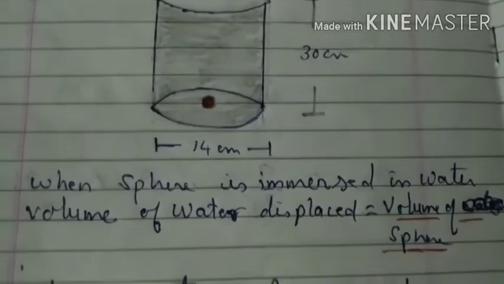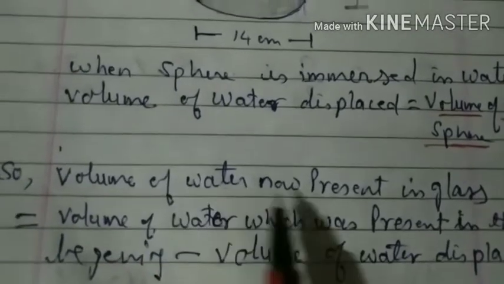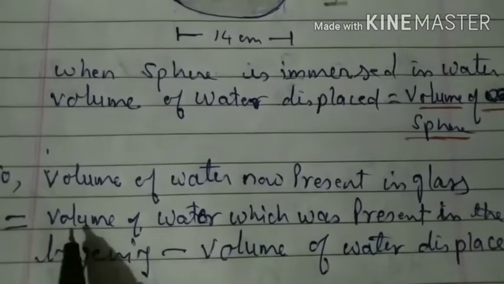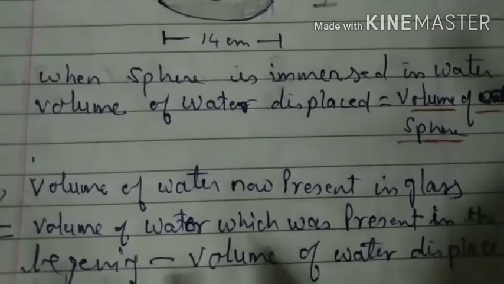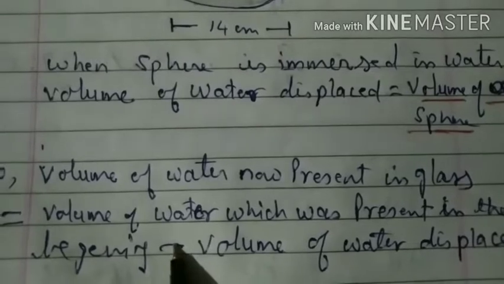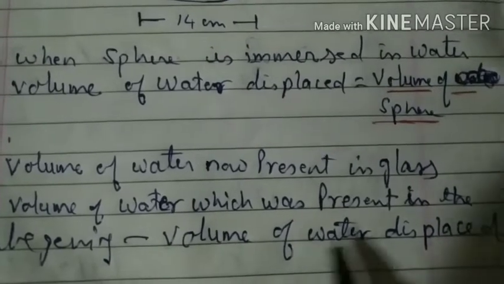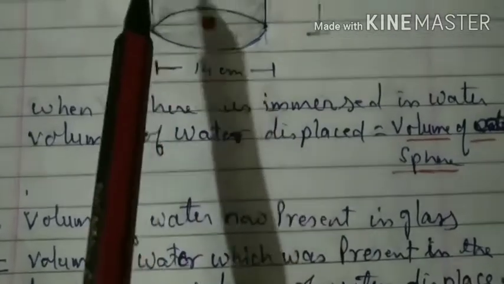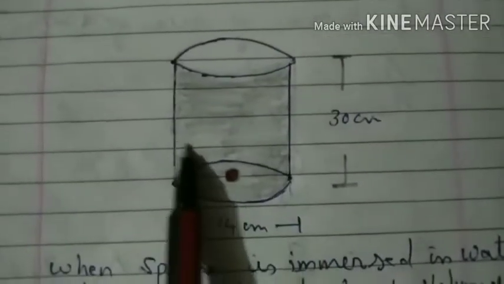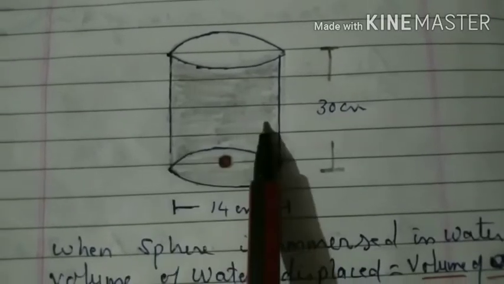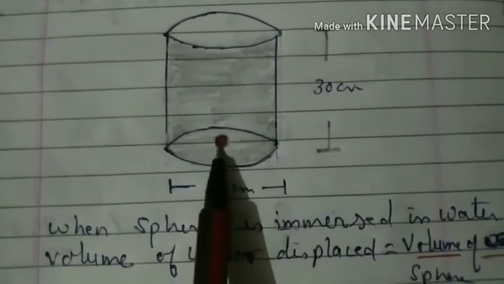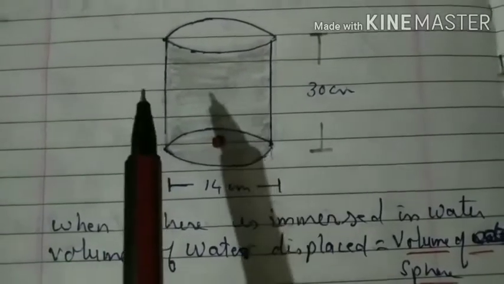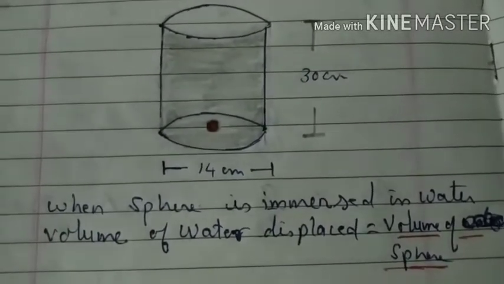So now what we will do, see, the volume of water now present in the glass will be equal to the volume of water which was present in the beginning minus the volume of the water displaced. In this manner also you can do. Then you have to first find the volume of the cylindrical glass minus the volume of the sphere. You will exactly get how much water is present now in the glass.